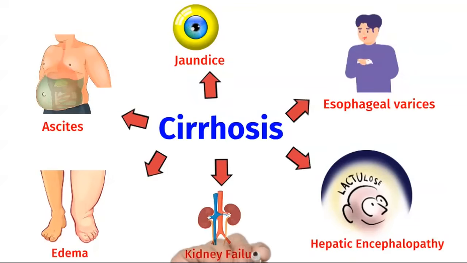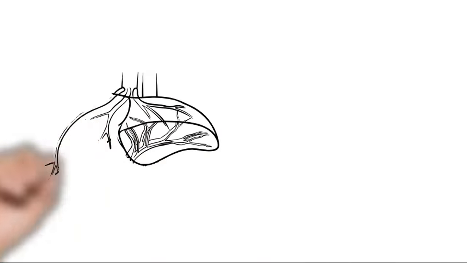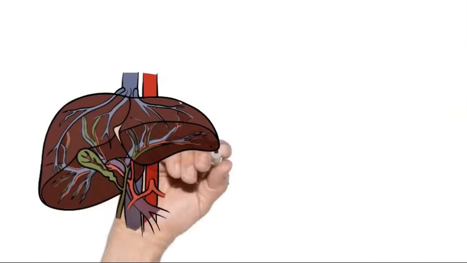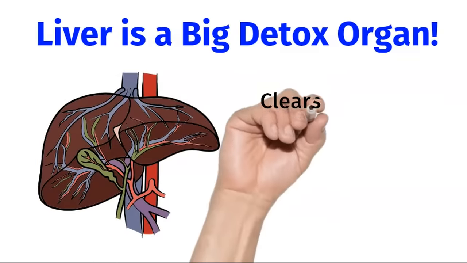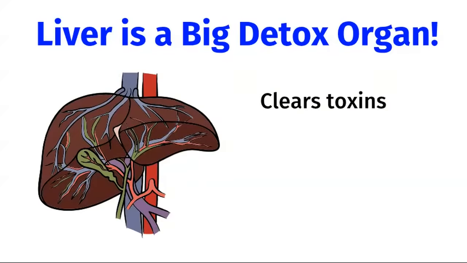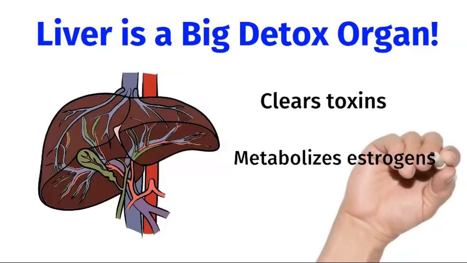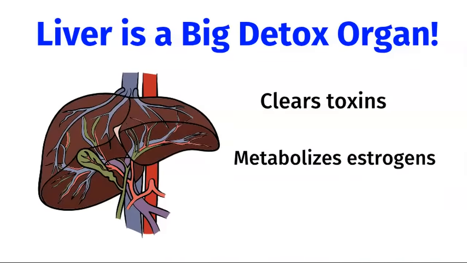Cirrhosis can also affect your kidneys, leading to kidney failure. Because of these complications, many patients with cirrhosis end up needing a liver transplant. It's really important we take care of our liver because our liver is one of our biggest detox organs. Thanks to your liver, you're able to clear out toxins from your food and environment, and it also helps to metabolize estrogens.